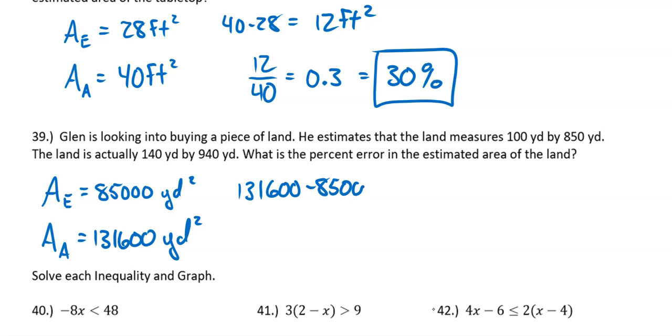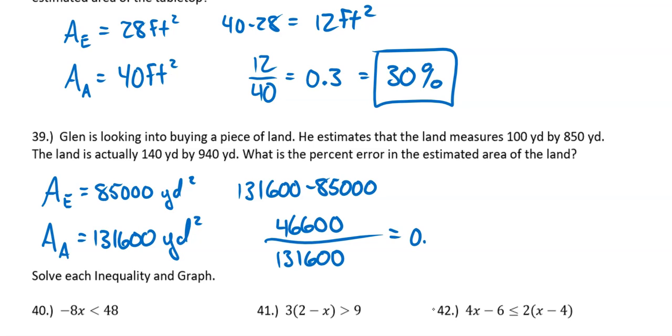Okay, how many square yards was he off by? And so I subtract this, and I get 46,600. So that's how far off he was. He was off by 46,600. But what is that as a percent? If I want that as a percent, I need to compare that to the actual area. Okay? And once again, my calculator does the work for me on this.